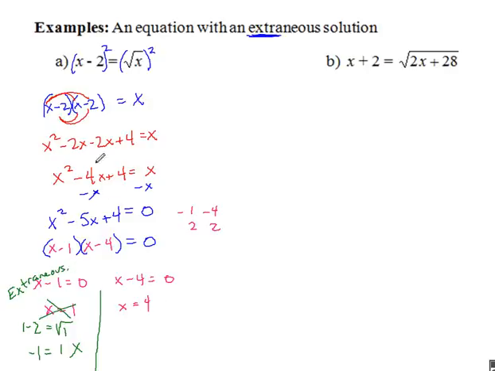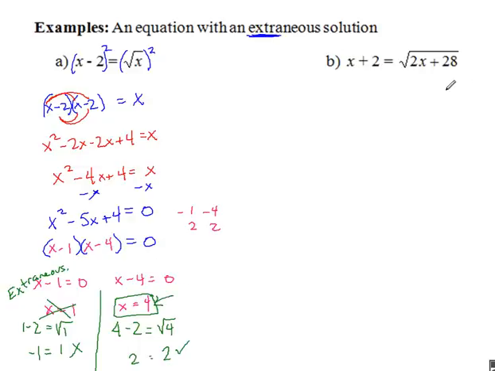So let's check this one. 4 minus 2, right? Plugging in 4 everywhere I see an x in my original problem. 4 minus 2 equals the square root of 4. Square root of 4 is 2, and 4 minus 2 is 2. 2 equals 2. That's a true statement. So here we had a false statement, so it was extraneous, but here a true statement tells me that, yep, that is the solution. That is an answer, an x that makes that equation true. Okay, so our answer here, x equals 4.